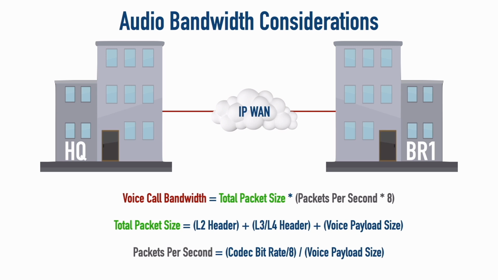Then we just plug and chug. We put in the total packet size and the packets per second. We put that into the voice call bandwidth formula. Now let's walk through these one at a time and see where we can find these values.